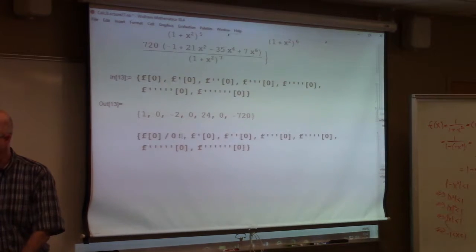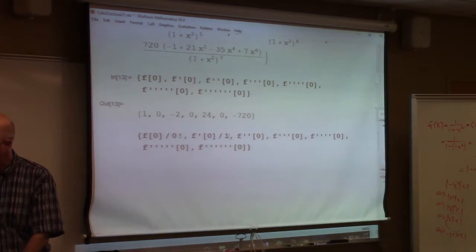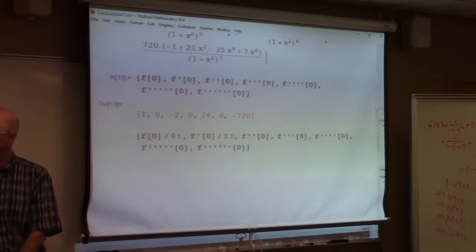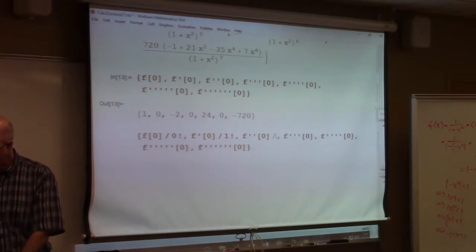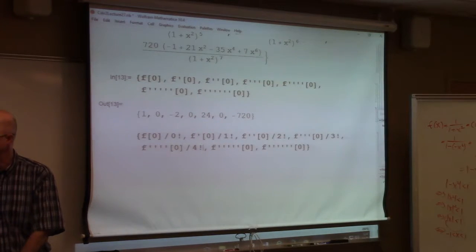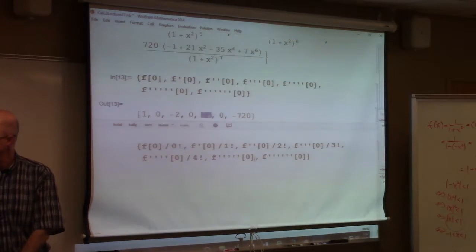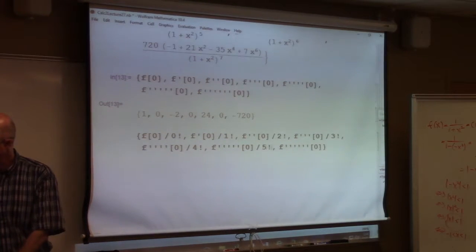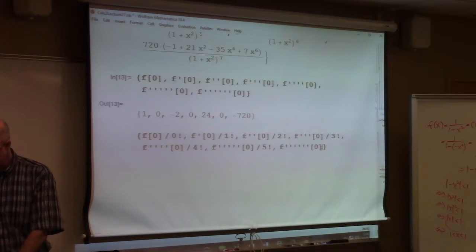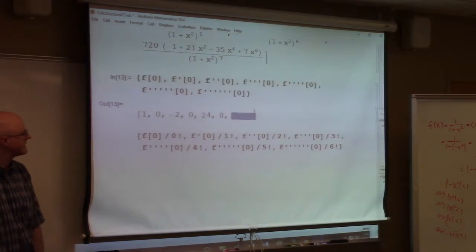Divide by 0 factorial is dividing by 1, but I'll put it in here anyway. Same with dividing by 1 factorial. Dividing by 2 factorial is the same as dividing by 2. Dividing by 3 factorial is the same as dividing by 6. 4 factorial is 24. This was a 24 there. 5 factorial. 6 factorial is 720. -720 is there.